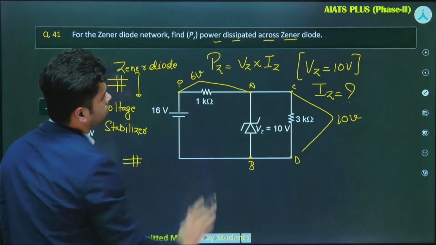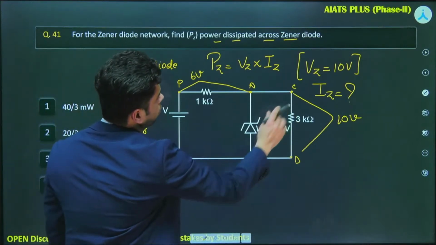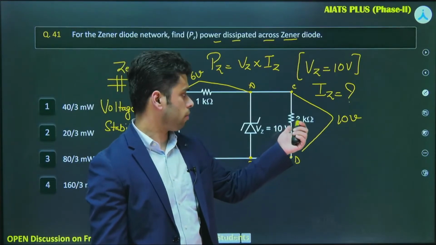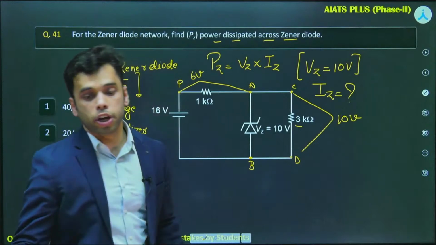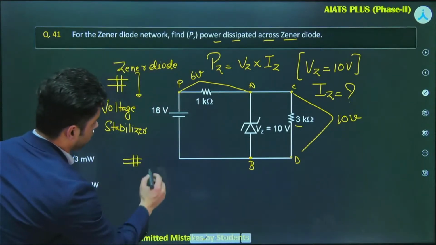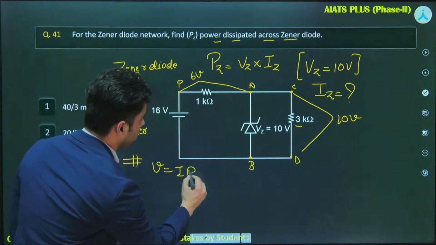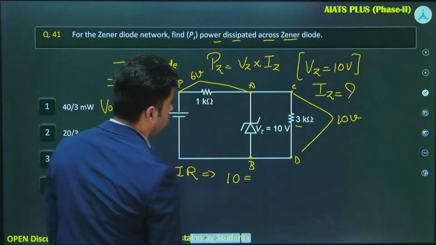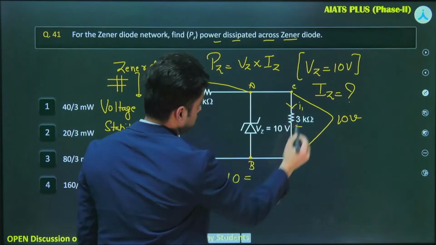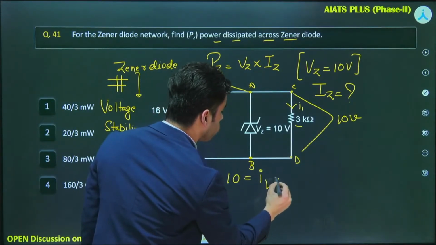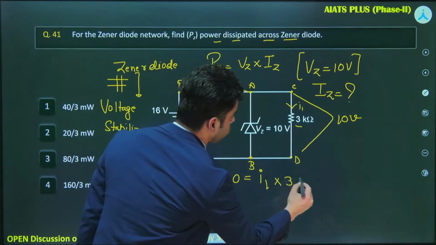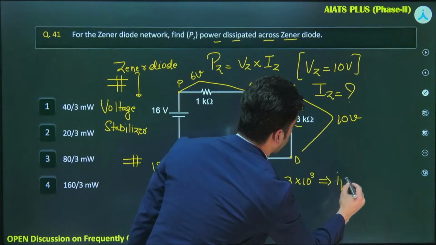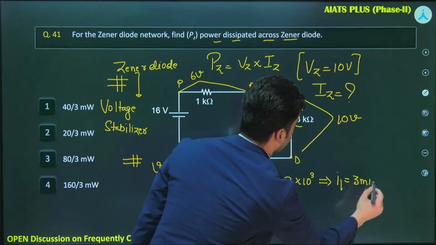I need to find IZ. So to find IZ, let me first find the current through the load resistance. Anyone, can you tell me the current through the 3 kilo ohm resistor? I'll calculate it further. I'll use V equals IR. So 10 should be equal to I1 into 3 kilo ohm, so 3 into 10 raised to the power 3. If I solve this, I1 is coming out to be 3 milliampere. Sorry, not 3 milliampere.